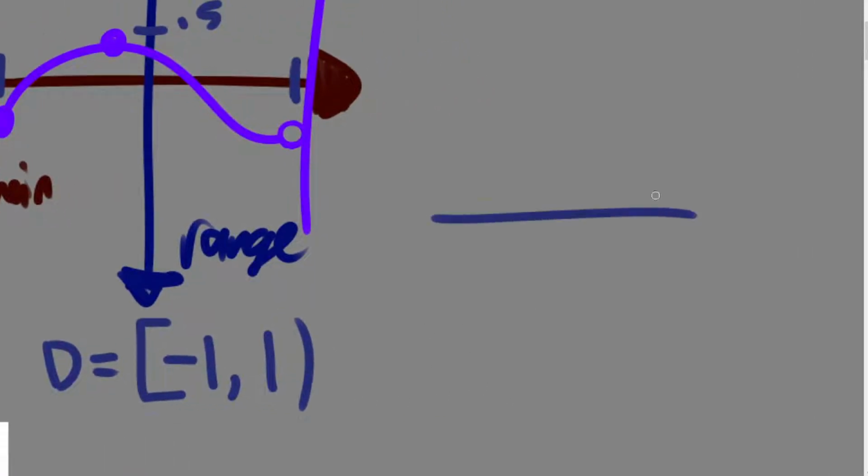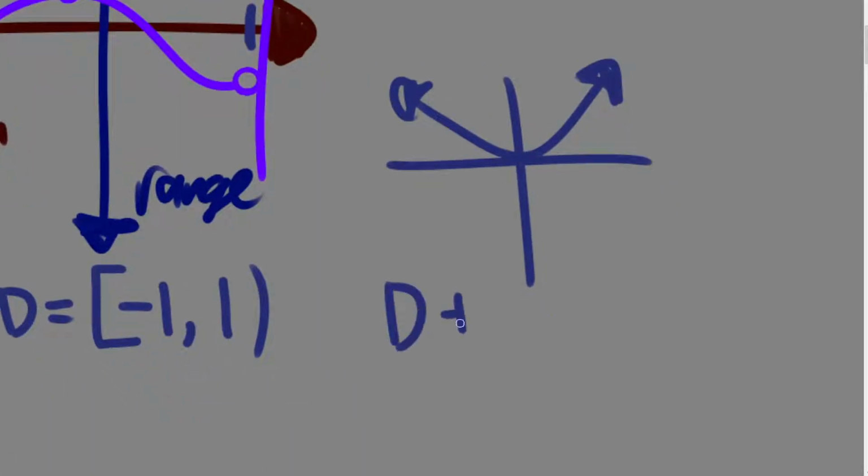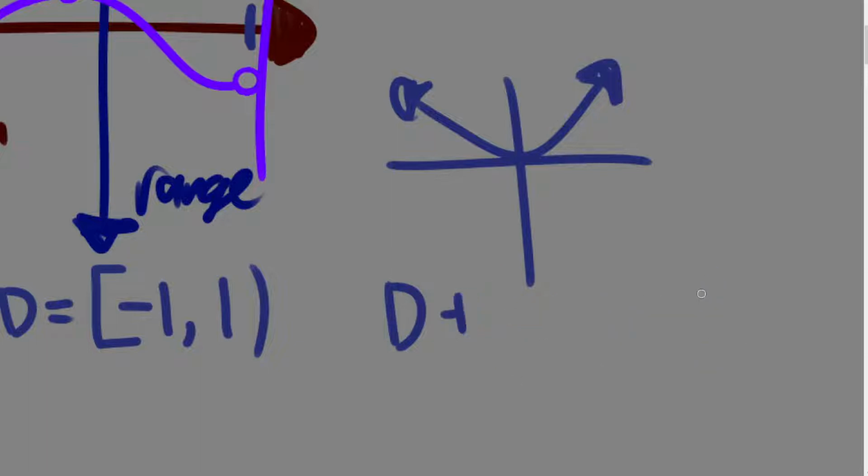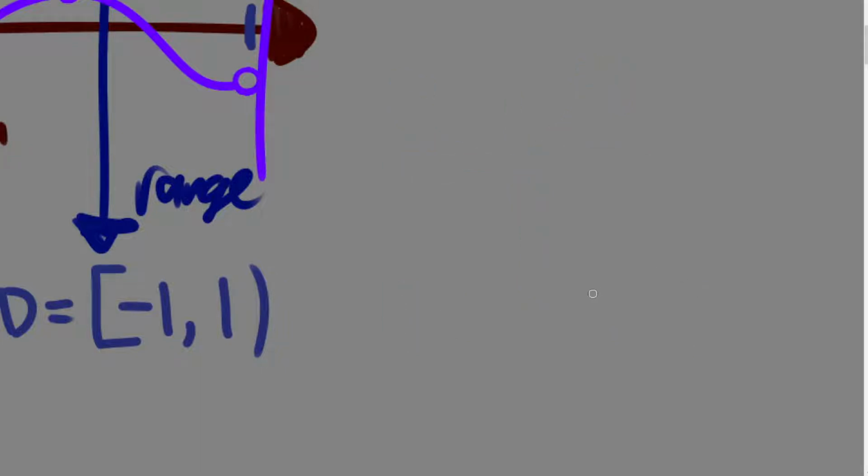Sometimes you will see graphs that go on forever. The domain of that graph would look like -infinity, and you would do parentheses because you can't reach infinity. You say a big number, I could give you one bigger. And then to +infinity, also with parentheses. So that's what domain is talking about.